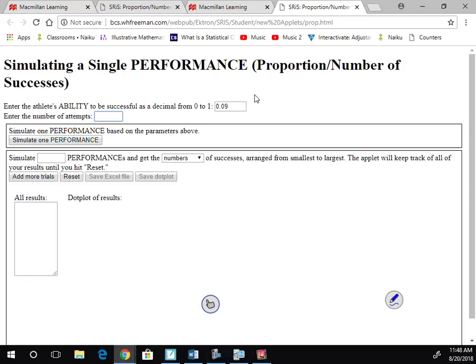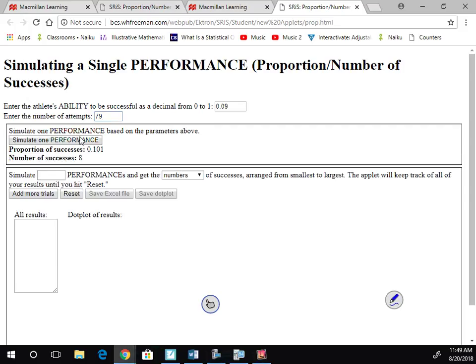Come on. How many attempts did he have in the playoffs? 79. So I'm going to type in 79. Simulate one performance based on the parameters above. So I'm going to simulate it.